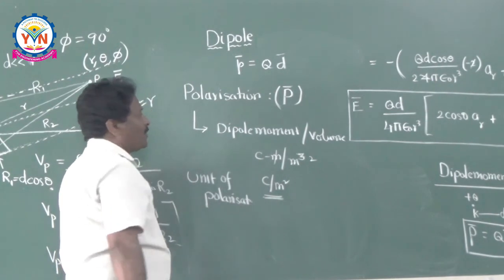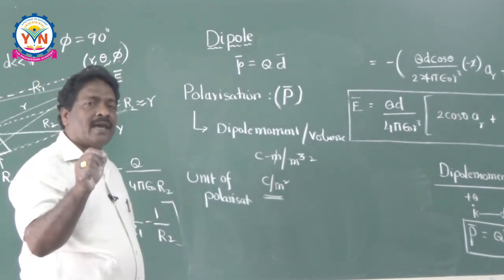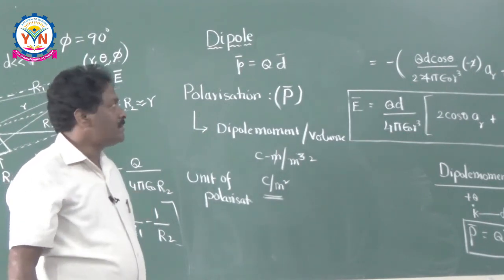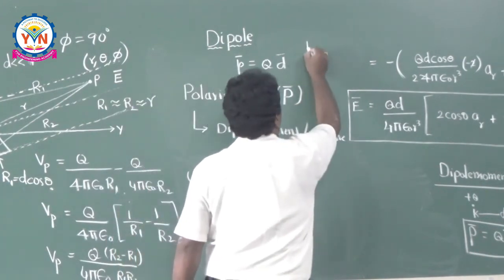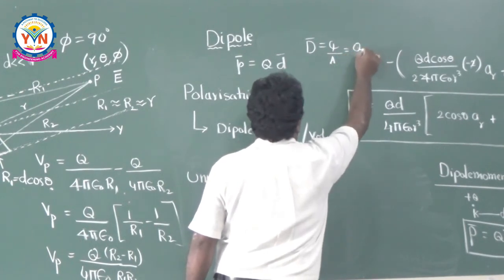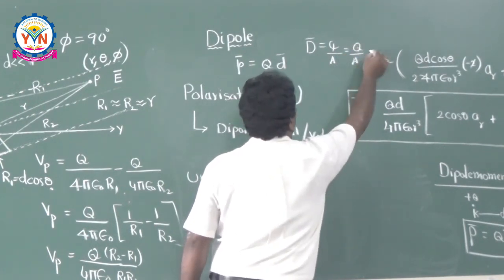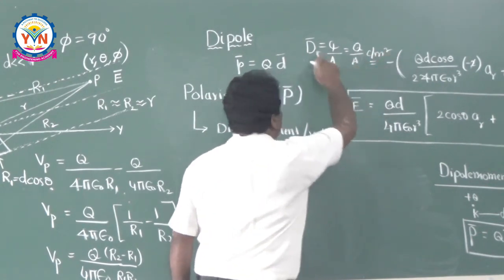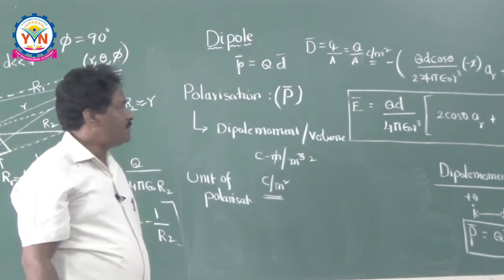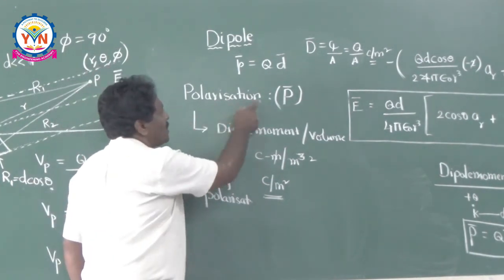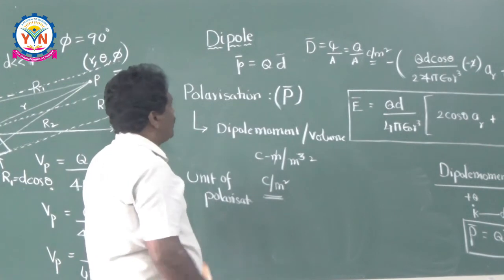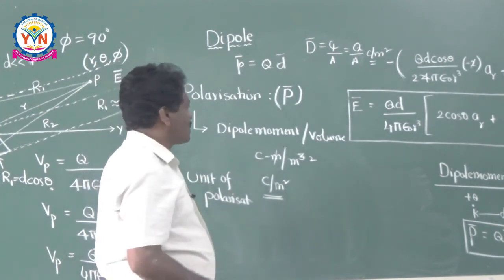But remember friends, one more vector has the same unit in our electrostatics. That is the electric flux density d bar. If you remember exactly, your d bar is nothing but electric flux by area. Electric flux means charge, so charge by area. That means coulomb per meter square, same unit. So d bar and p bar have the same units. So that's why now, if you take this polarization, I would like to define it as dipole moment per unit volume. Now let us see the pictorial presentation of this.